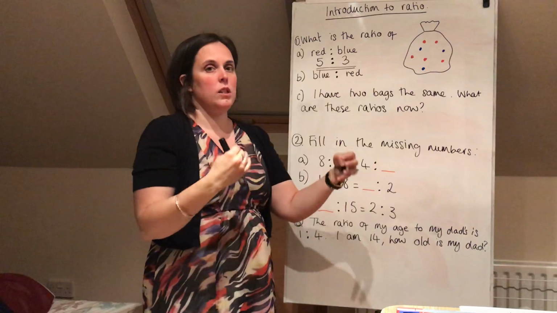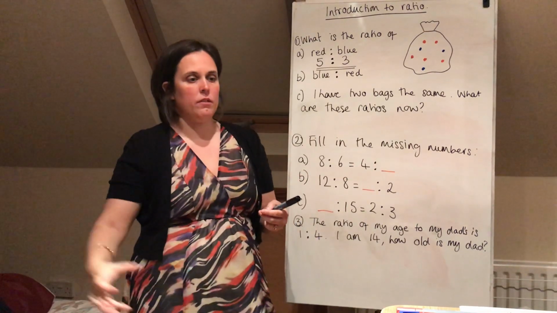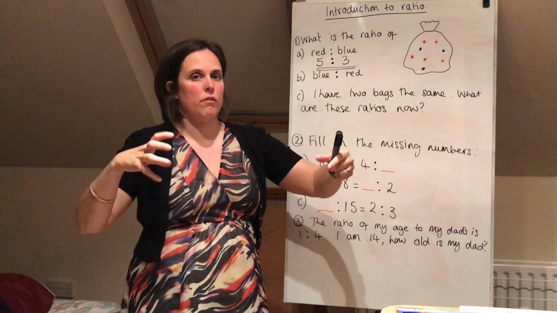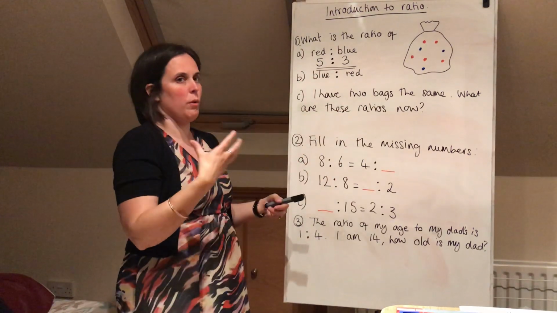So if we were to increase that, we would have to have 5 more reds and 3 more blues in order to keep the ratio the same each time, and that's kind of how it works.